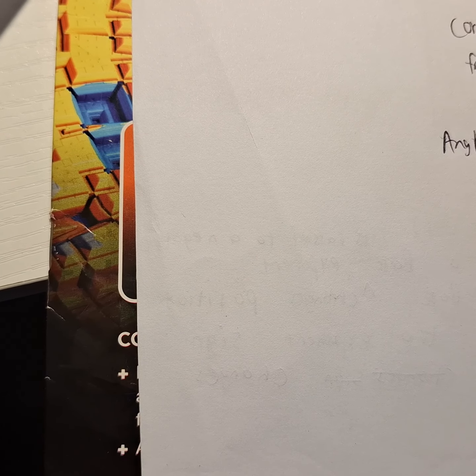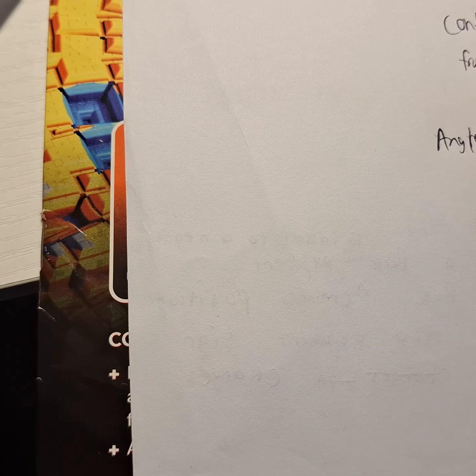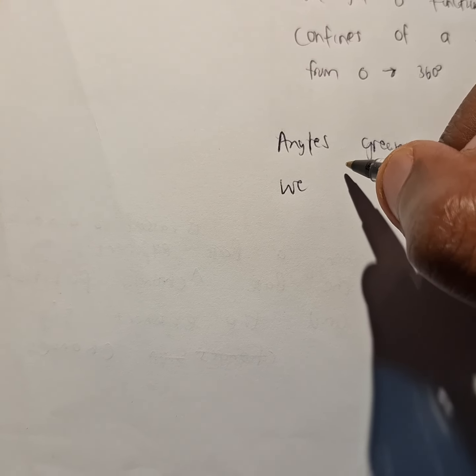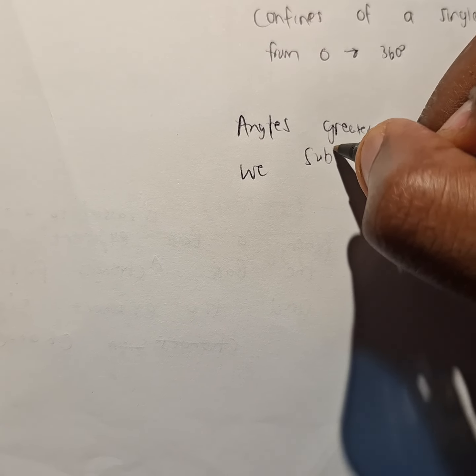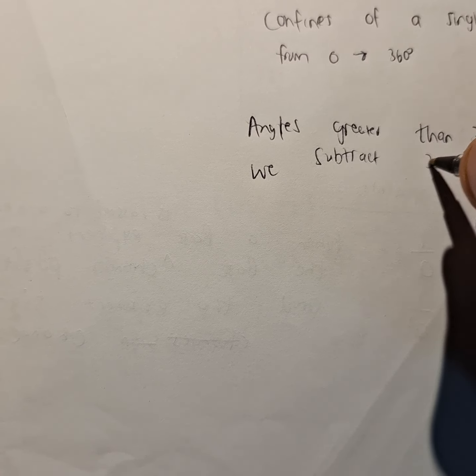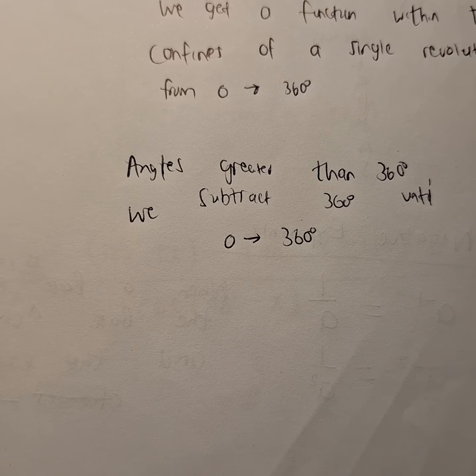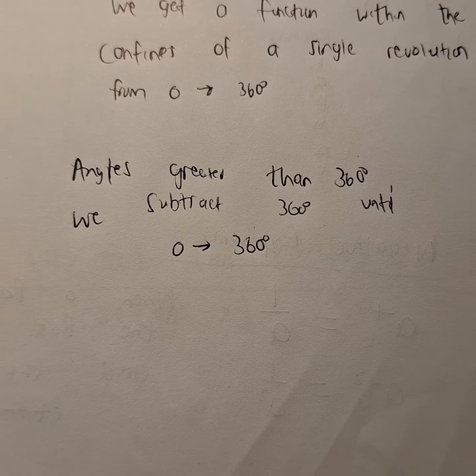Then for angles greater than 360, we do the opposite. We subtract 360 until we have the 0 to 360 situation with our function value. So I hope that's clear.